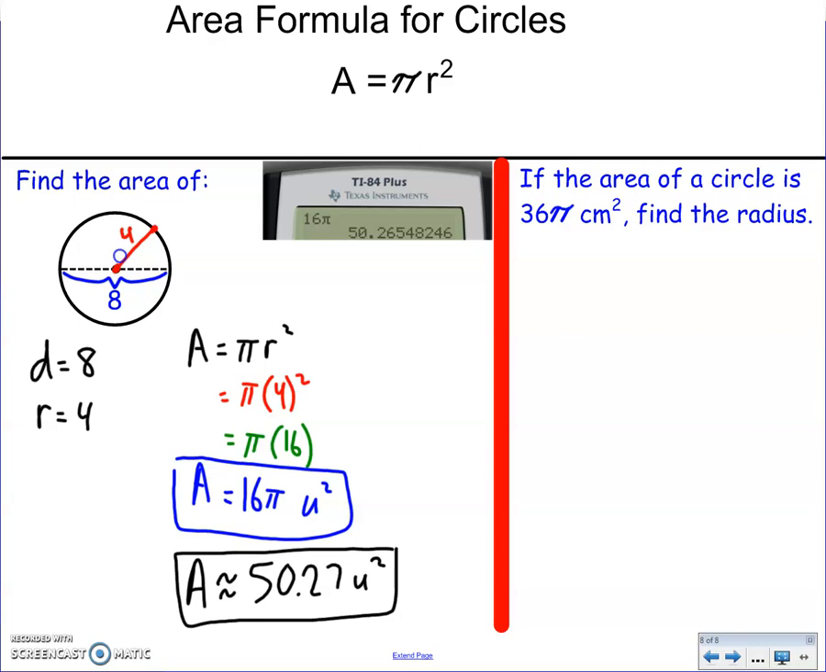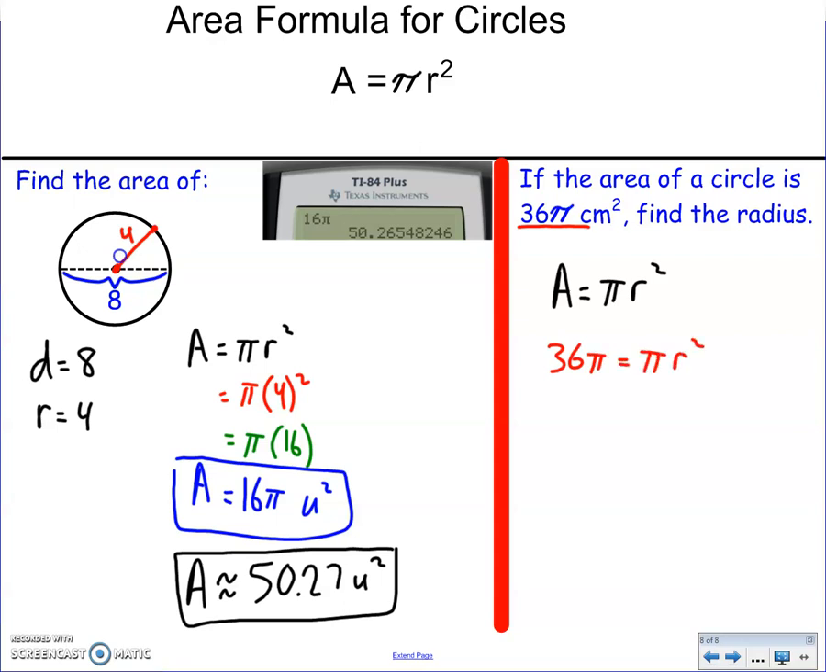All right, in the word problem, if the area of a circle is 36 pi centimeters squared, find the radius. So notice they gave us the area in terms of pi, which is fine. All right, so fill it in. 36 pi goes here.